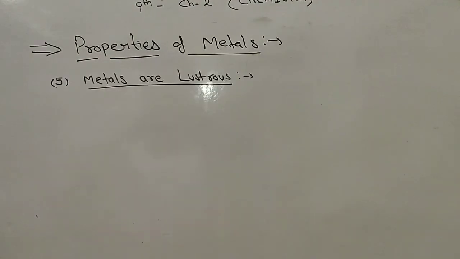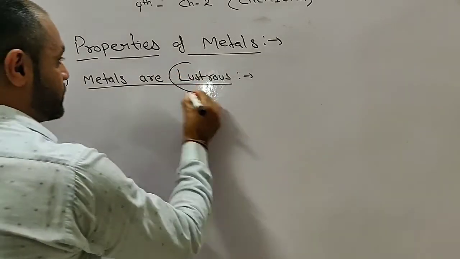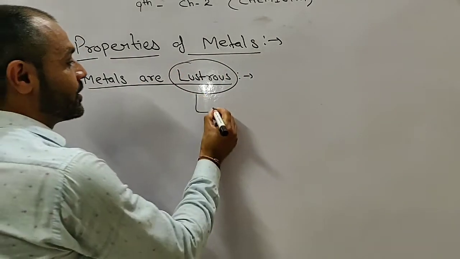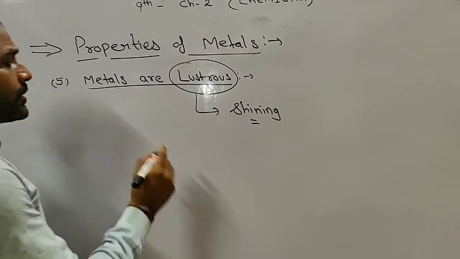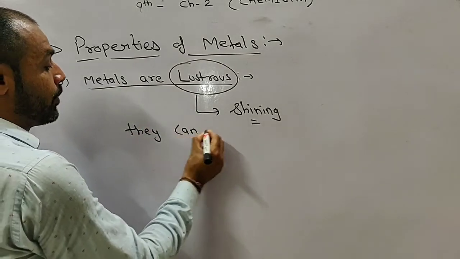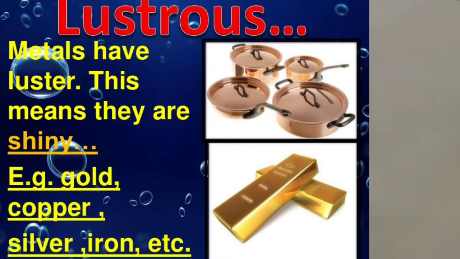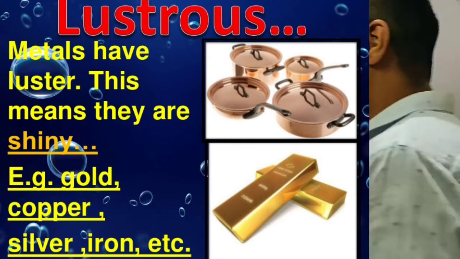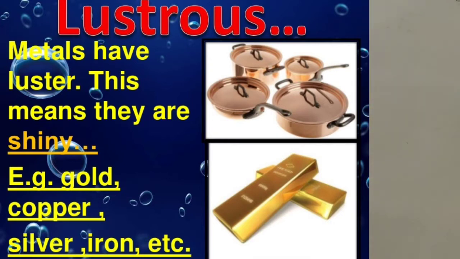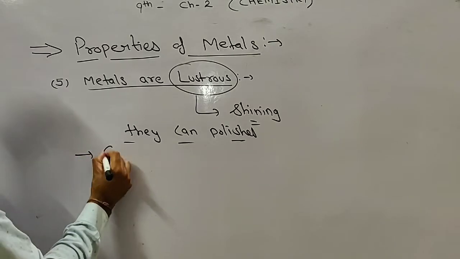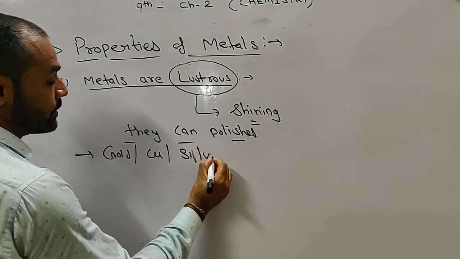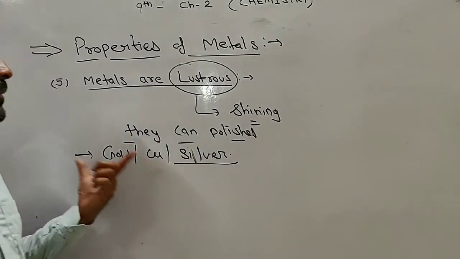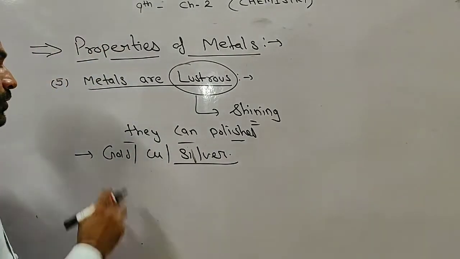Clear? So the next property is metals are lustrous. What does lustrous mean? Lustrous means they have a shining surface. Fine. Or if they do not have a shining surface, they can be polished. उनको पॉलिश भी किया जा सकता है. This property is known as the lustrous property. So in this particular case, like gold, copper, silver, we can see they have a good shining surface, or they can be polished.